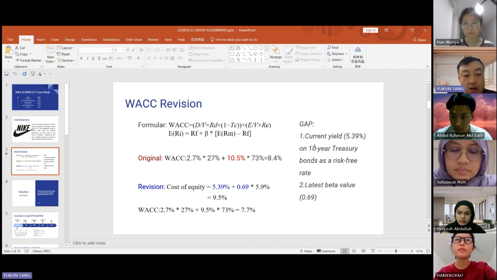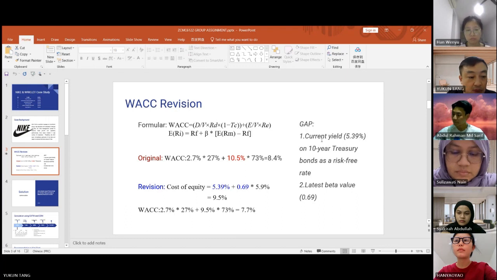Because of the forecast of the following 10 years, I think we prefer the 10-year treasury bonds as the risk-free rate. It is more appropriate to use this value. The second one is the beta value. Because the beta value indicates the past period's systematic risk, it isn't necessary to recalculate. So I use the latest beta value.